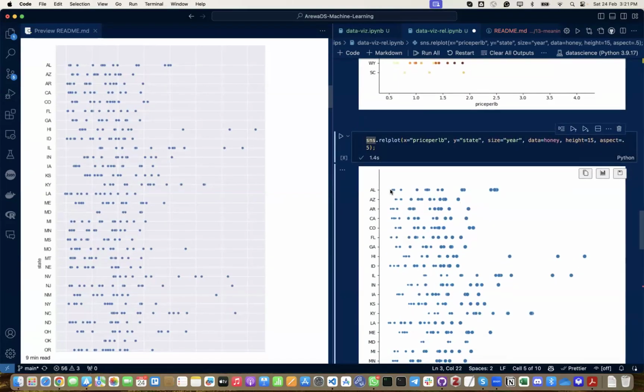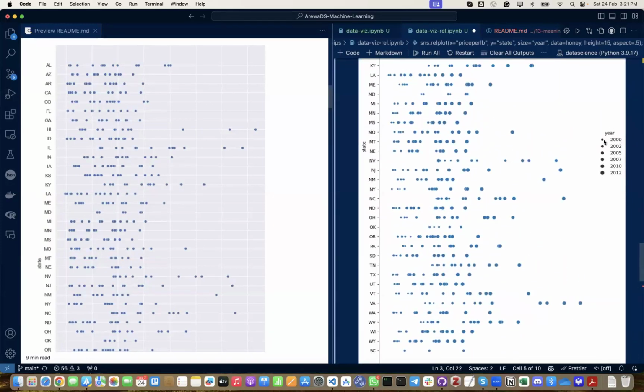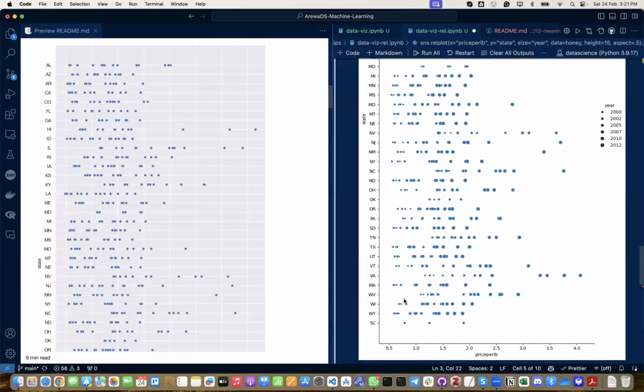So it's price per pound, and also the state, and the year will indicate the size. Meaning across Alabama, as the year increases, the amount of money you need to buy a pound also increases. If you look at the legend here, you find that in 2000 the price is somewhat small, and as it gets to 2012, the cost keeps increasing. So for each state, let's take South Carolina because it's the last state here, it's not that you need from 0.6 to about 2 to buy that honey.